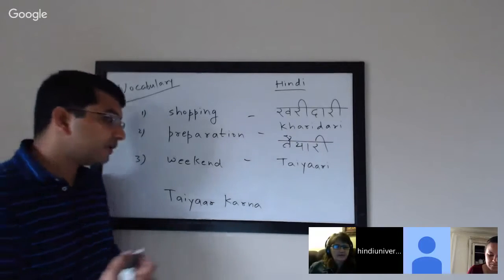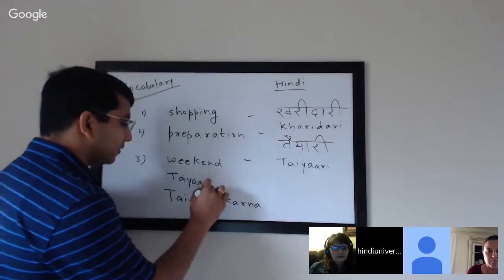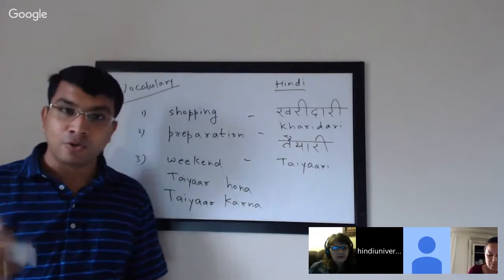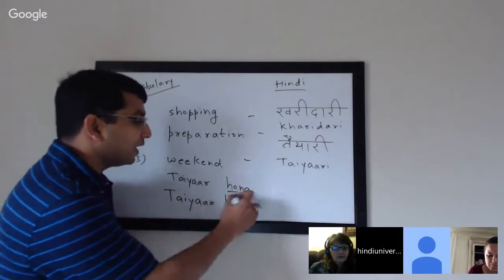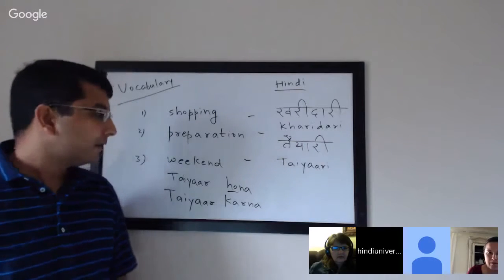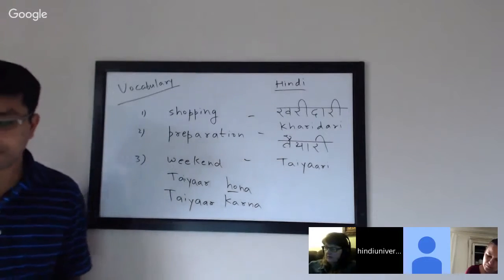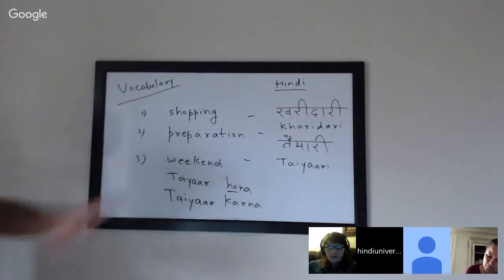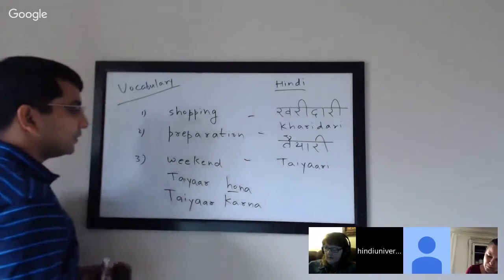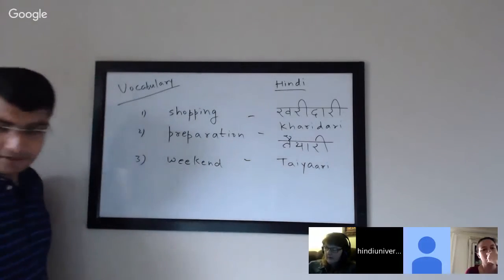Or if you're doing it yourself, it's tayyar hona. For example, if I say मैं तैयार हो रहा हूँ, you remove na, and I'm saying मैं तैयार हो रहा हूँ, I'm getting ready. Or मैं तैयार कर रहा हूँ, like you are dressing someone up. That's the second one for preparation.